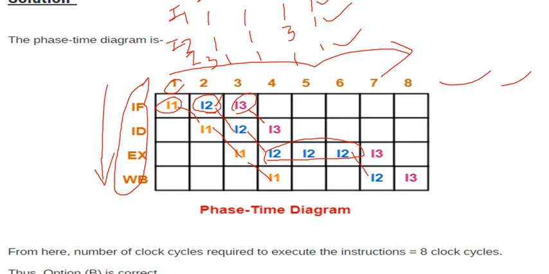And because the execution phase will be free, I3 will execute in clock number 7, and I2 will come out after this phase, and I3 will move to its write back stage in the 8th clock, and after the 8th clock I3 will come out. So I3 will come out in the 8th clock, I2 will come out in the 7th clock, and I1 will come out after the 4th clock. So we can see that all these three instructions came out of the pipeline by the 8th clock. So the number of clock cycles required to execute the instructions is 8. Thank you.